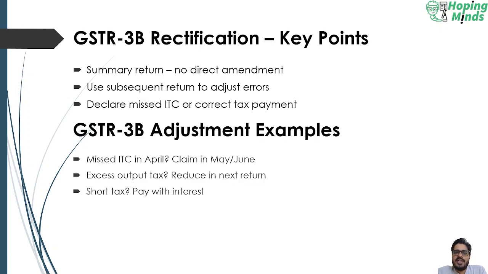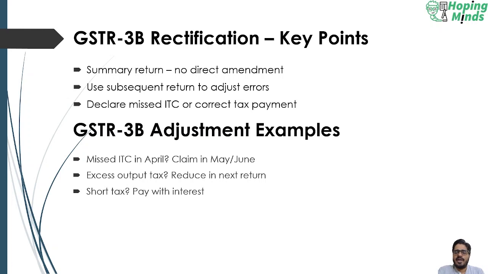Next we have GSTR-3B rectification. GSTR-3B is a summary return and does not allow amendments to past returns directly. If we have made a mistake in filing the GSTR-3B return, then we can adjust in the return of the subsequent month.